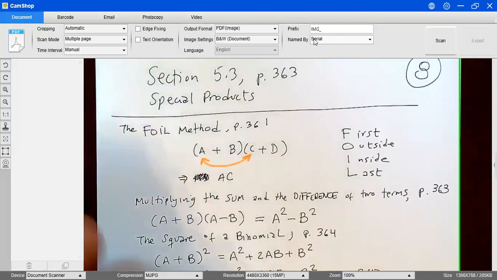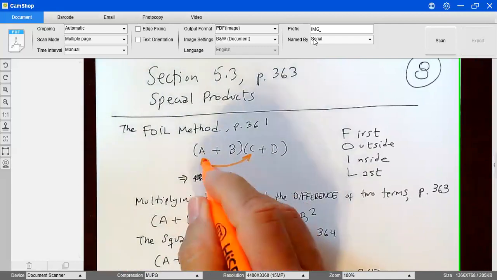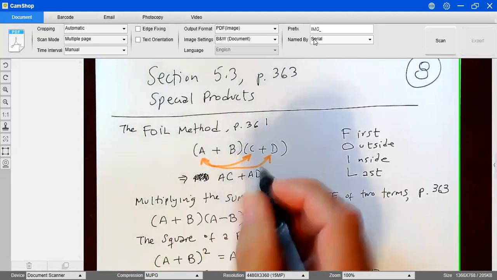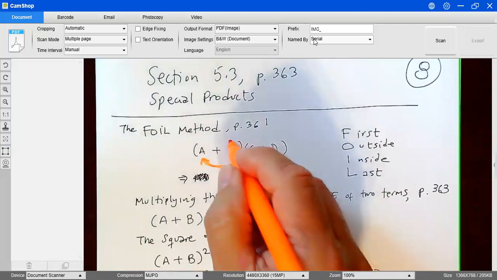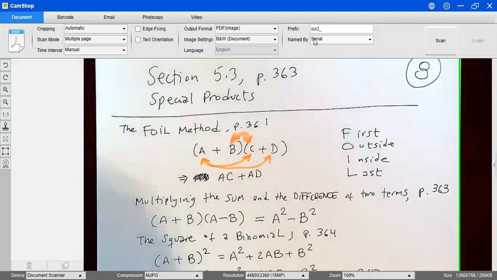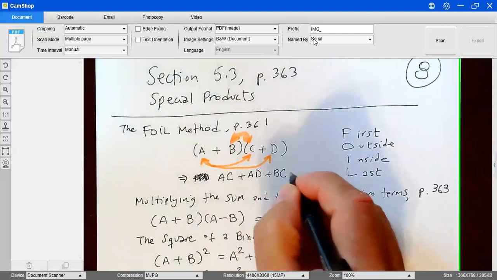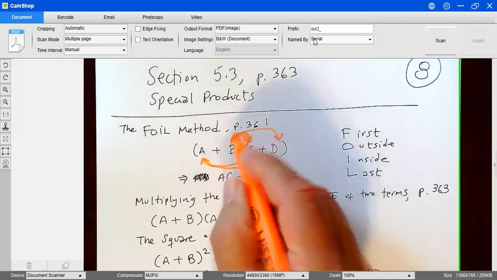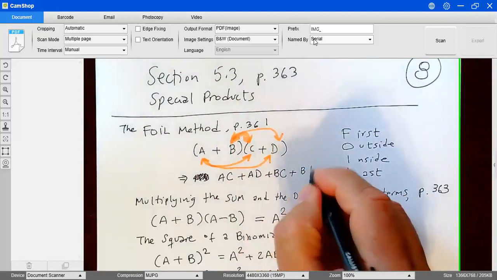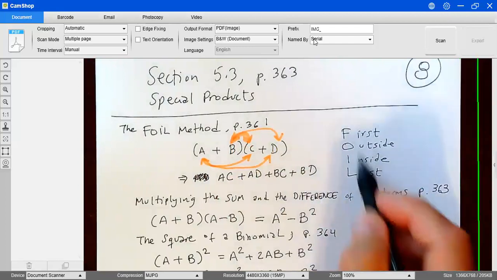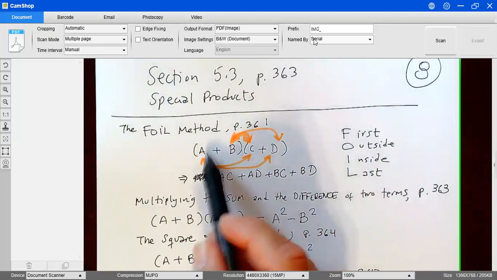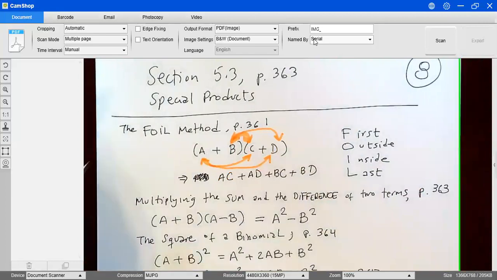Then we multiply outside terms. So we're going to multiply this and this. So we're going to get A times D. Then we multiply inside terms. That's B times C. And finally, we're going to multiply last terms. The last terms are just B and D. So you need to memorize this. Otherwise, just follow the method that we learned in the last section. You write vertically one of these two, and you proceed applying the distributive property.